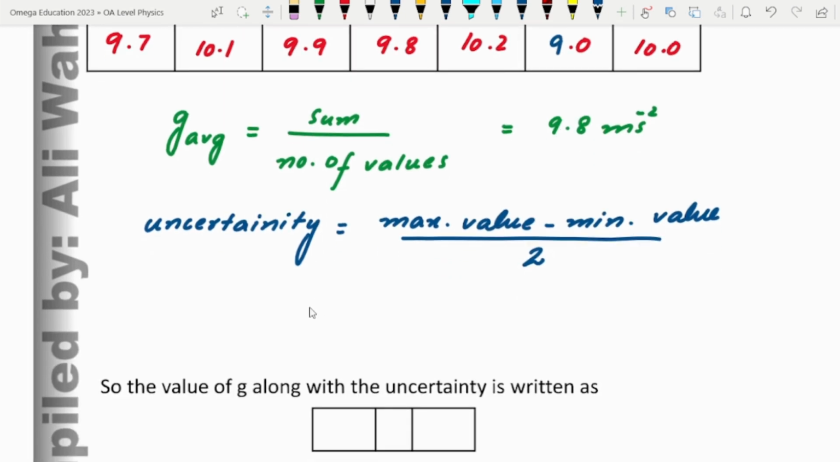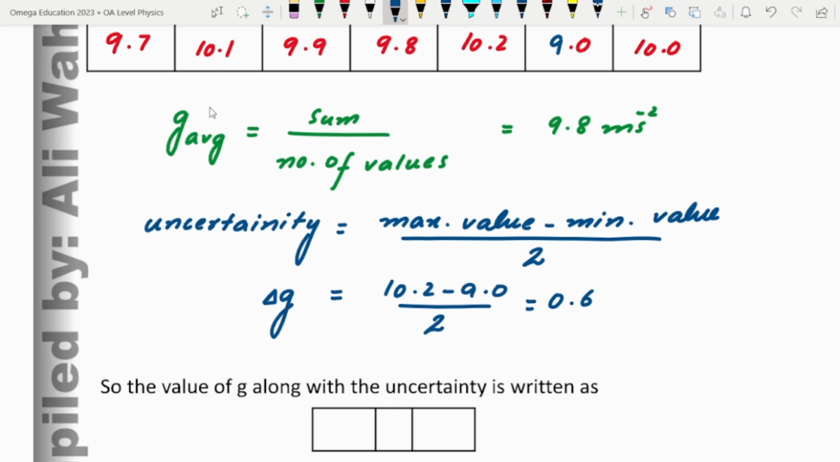We insert it in the formula, so we'll be getting 10.2 minus 9.0 divided by 2, and then you can hit it on the calculator, you'll get 0.6. Now that 0.6 is called the uncertainty in the experimentally measured value of g. And what do we write it as? We write it as delta g.